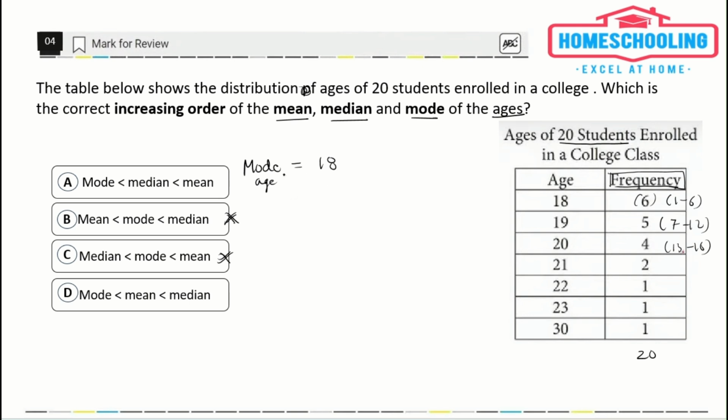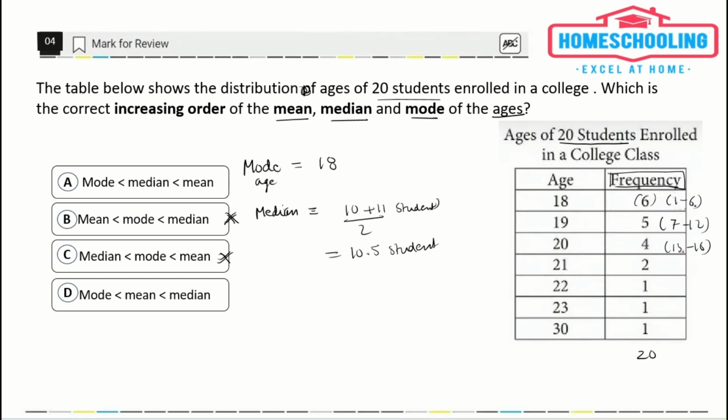Now we have to find the median. Because we have a total of 20 students, the median would be the 10th plus 11th student divided by 2, because 20 is an even number. So we will take the 2 middle numbers in between. That would be the 10.5th student.